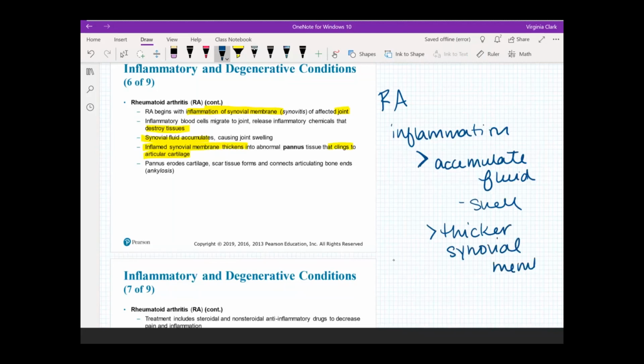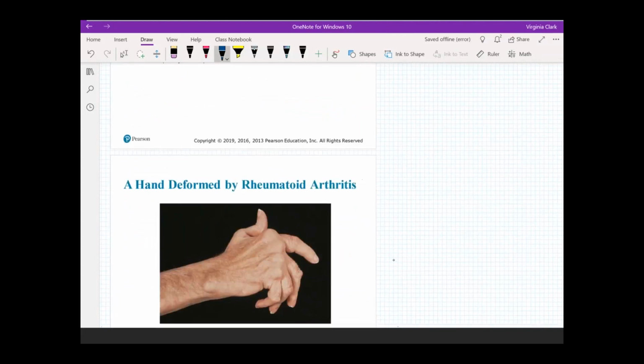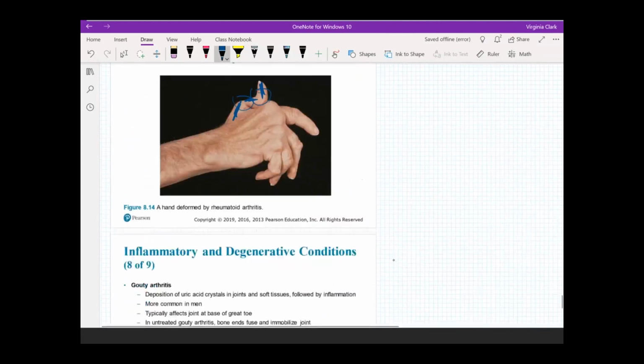now what will happen with this is these will actually put together and form a scar tissue because this thicker synovial membrane has started to erode. And as it starts to erode, it will form scar tissue and it will connect the articulating bones. So the end result of this is it will connect the bone ends. And it does it because this thicker synovial membrane will start to erode and form scar tissue. But looking at this guy right here, rather than here's a bone, here's a bone, here's a bone, they have all essentially been fused together, bone on bone.